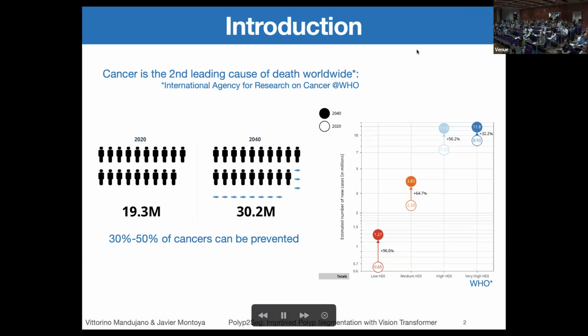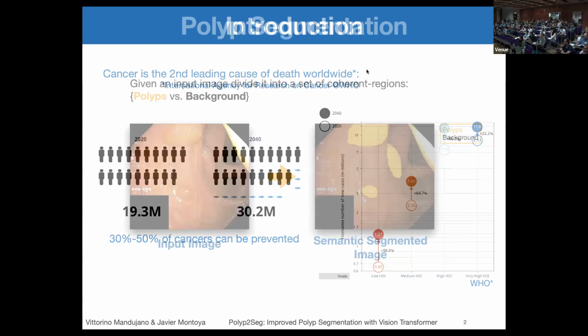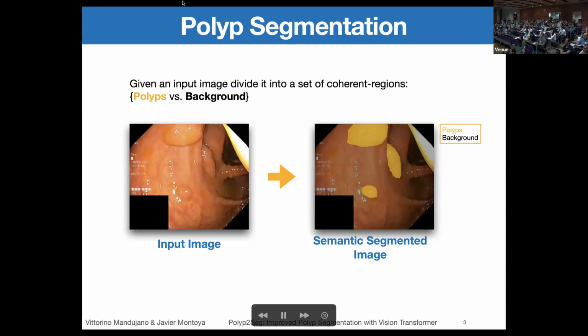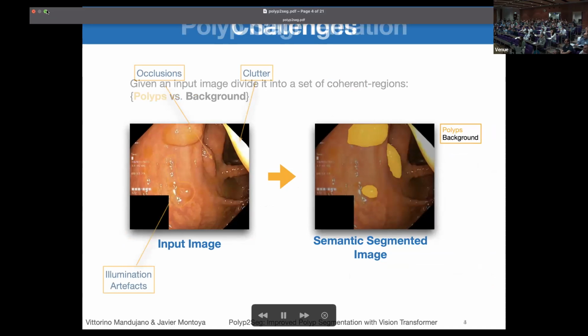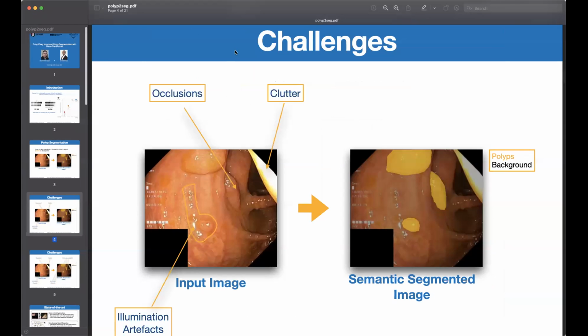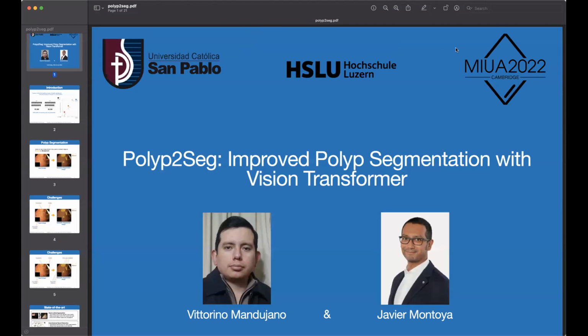Thanks a lot. So my name is Javier Montoya, and this is a joint work with Mr. Vittorino Mandujano. This work has been conducted at the University of San Pablo in Arequipa, Peru, and at the University of Applied Science in Lucerne. Our work is entitled Polyp to Seg, Improve Polyp Segmentation with Vision Transformers.